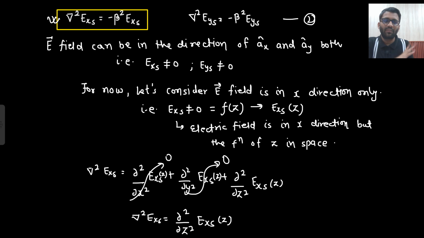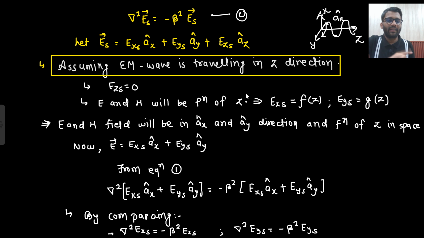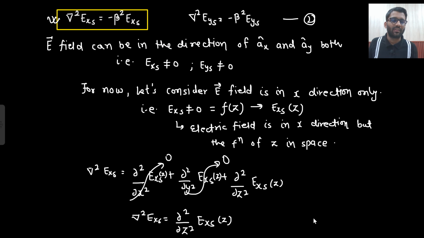Which assumptions have we made till now? That our field is traveling in z direction. If the field is traveling in z direction, that means the az cap component will not be there. That means the electric field cannot have any component in az direction. But since it is traveling in az direction, Exs and Eys will be a function of z only, right? Now from there we are getting two equations. Both equations are the same, so I am going to solve only one equation.